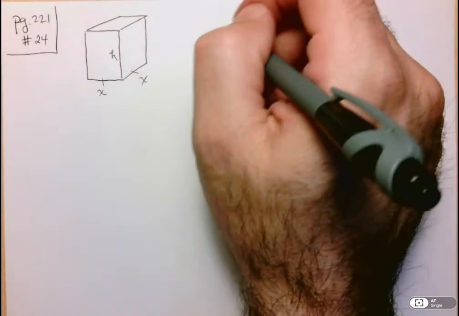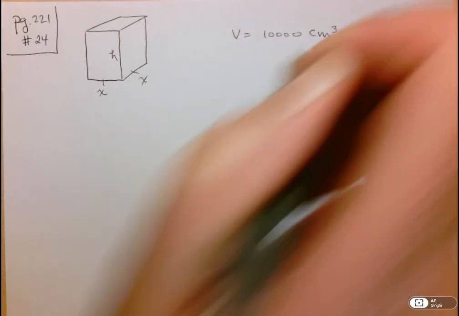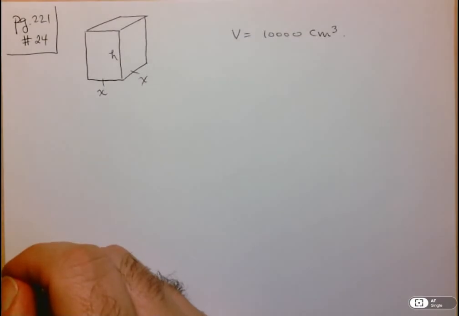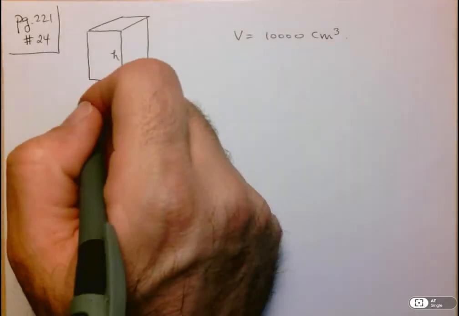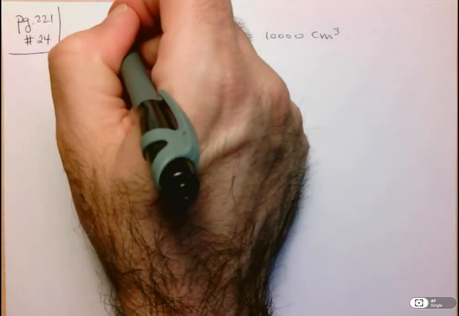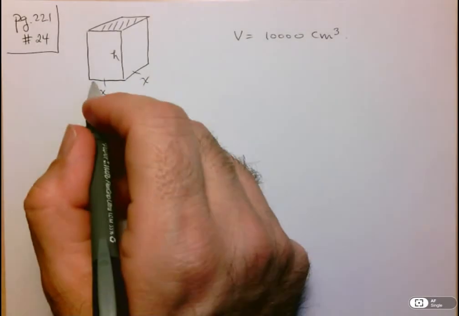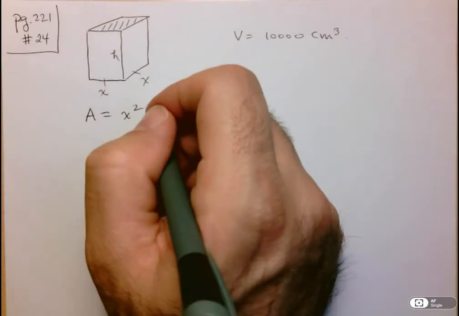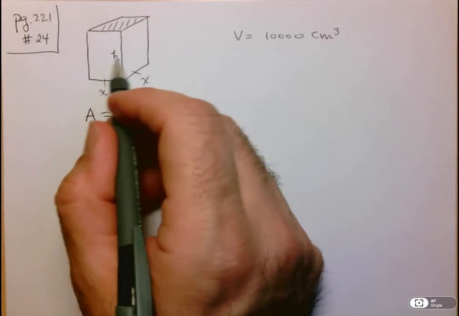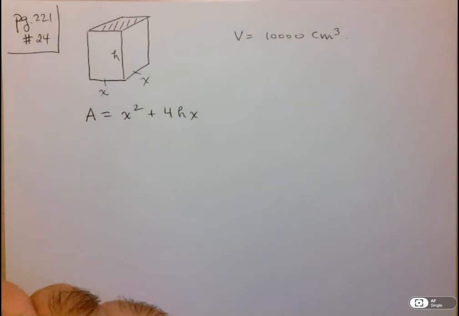Okay, so we know that the volume is 10,000 centimeters cubed, and what we're trying to do is minimize the amount of material used, so that refers to the surface area. Here it's an open top box, so I don't include the top part. So when I'm calculating the area, I only have an x squared as the base, as opposed to two of them. And here, since it's square based, all four sides are the same, so plus 4 times hx.